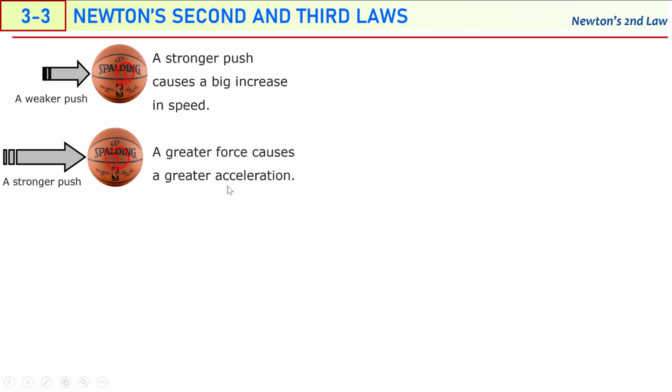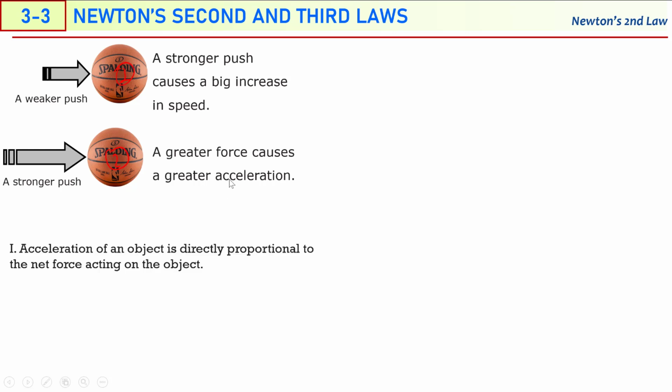So the first relationship between the object and the force is this: acceleration of the object is directly proportional to the net force acting on the object. A greater net force acting on the object will result in a greater acceleration.